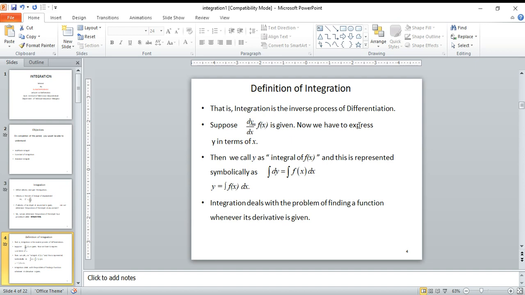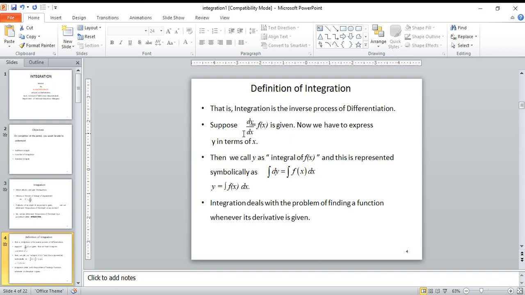Suppose dy by dx equal to f of x is given. This is first year, second semester: dy by dx is the derivative. Now we have to express y in terms of x. Then we call y the integral of f of x.